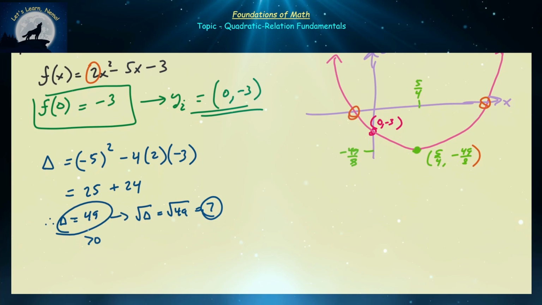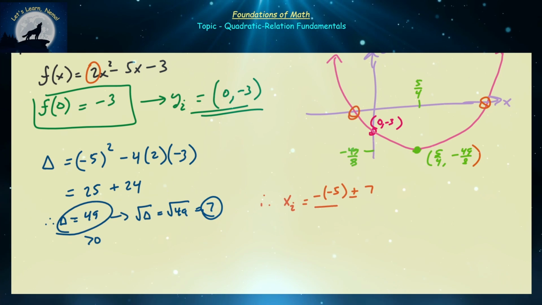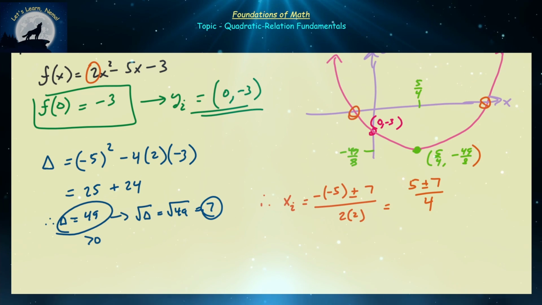Right? So that means what? So that means that the x-intercepts will be equal to negative b plus or minus the square root of delta, which is 7, all over 2 times a, which will be equal to 5 plus or minus 7 all over 4. So our x-intercepts are both rational numbers. So that means our first x-intercept, which I'm going to call xi1, will be equal to 5 plus 7 all over 4, which will be equal to 12 over 4, which will be equal to 3.